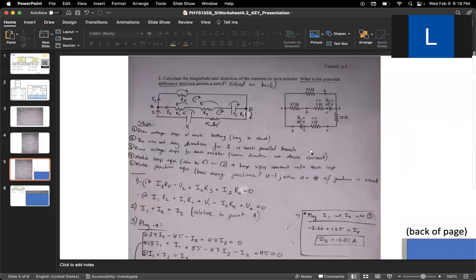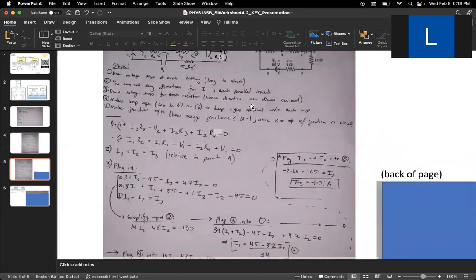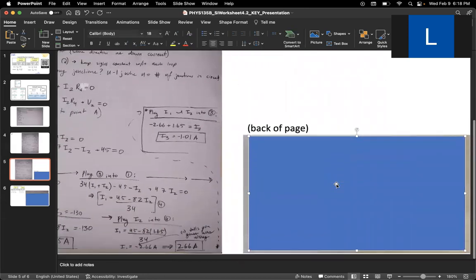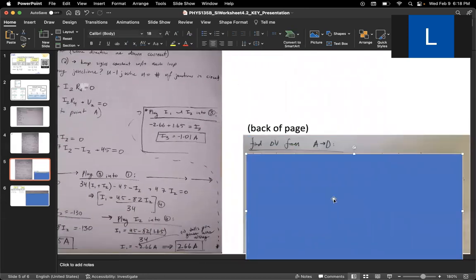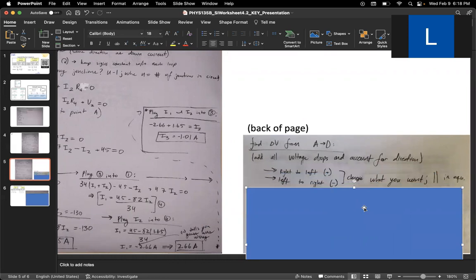Okay, so we're not actually done, because we're going to look for the potential between point A and point D. So how do you do that? Right here. So we're going to find the change in voltage from A to D. So you're just going to add the voltage drops and account for direction. So you just have to define plus and negative. So right to left is positive and left to right is negative.